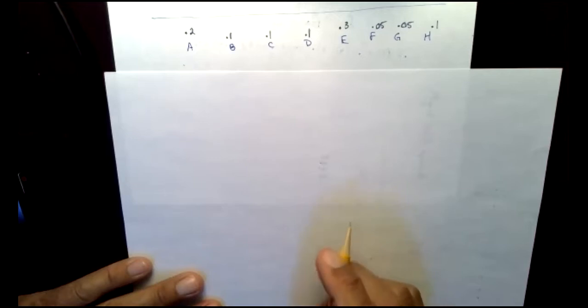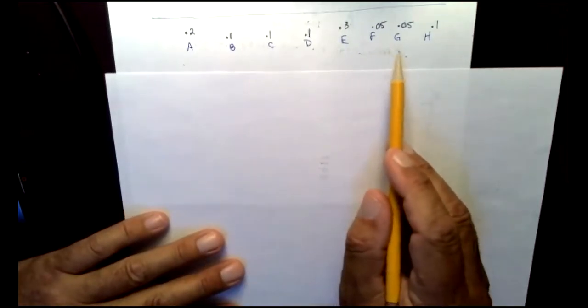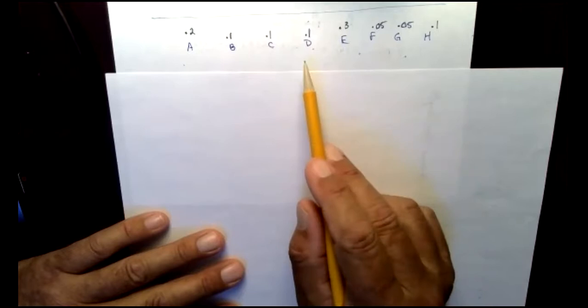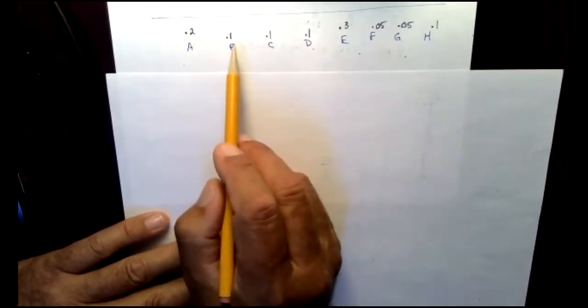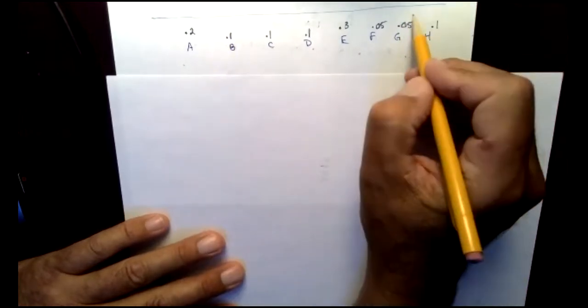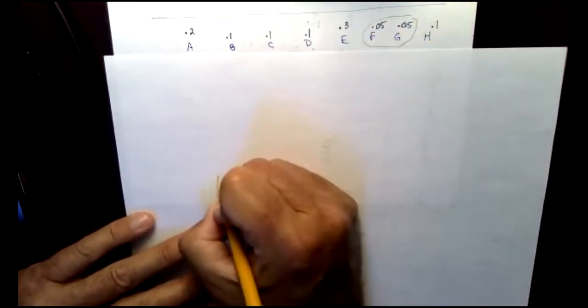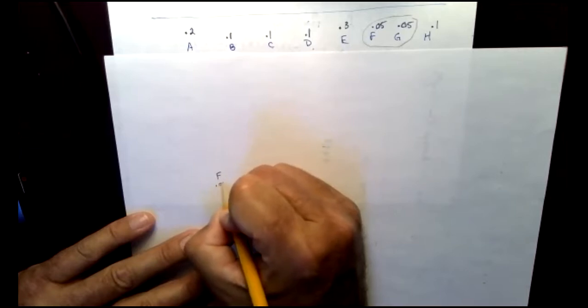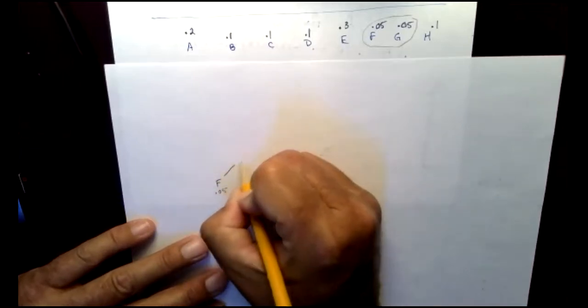You want to start with... We could just do A and B. A and B? Are they the two smallest frequencies? F and G are the smallest. Yeah, F and G. So the first two that I have to combine are these two right here. So I'm going to say F, which is a 0.05. I say G, which is a 0.05. And when I combine those, I get a 0.1.